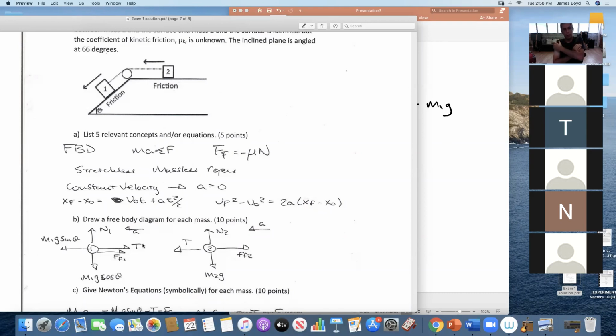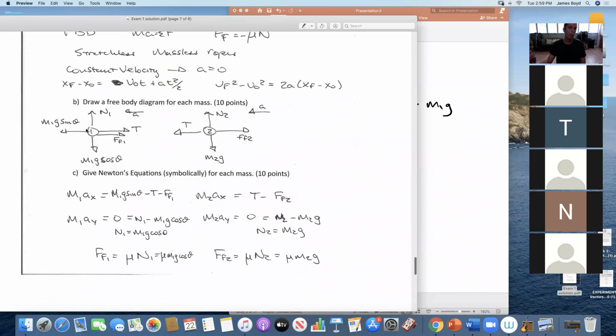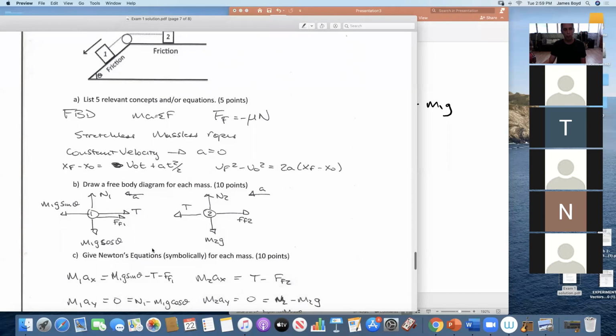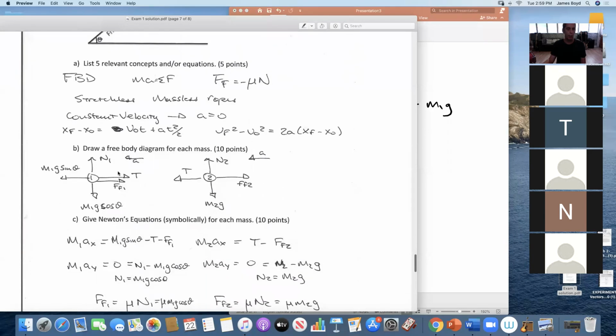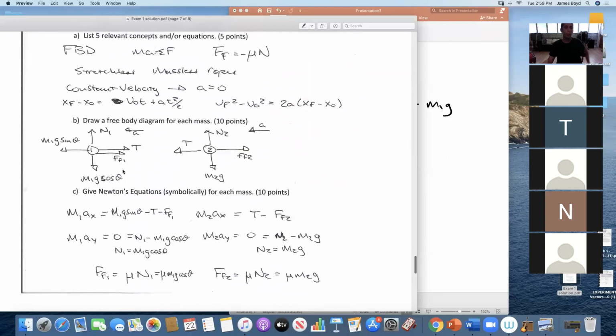And remember that constant velocity is a equal to 0. So we're told that the angle is 66. When I write these, mg sine, mg cos, normal, tension, and friction, which is what I have here. Normal, mg, tension, friction. Make sure that you label these with 2s and these with 1s. A in this horizontal is the same because they're attached by stretchless, frictionless ropes.